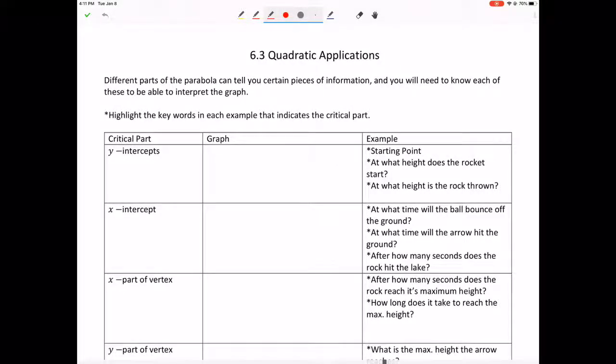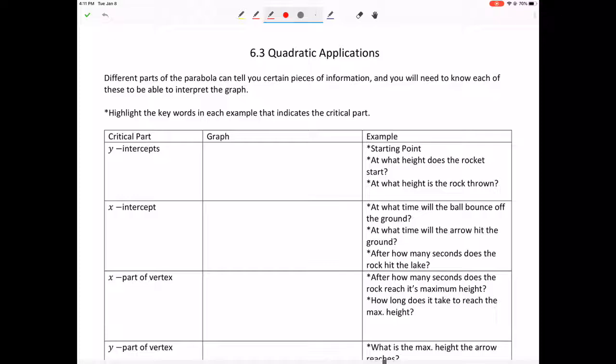Hey guys, it's 6.3 quadratic applications. So it's your favorite. We're doing story problems again. So hopefully you have lots of practice by the time we get to the test. All right.